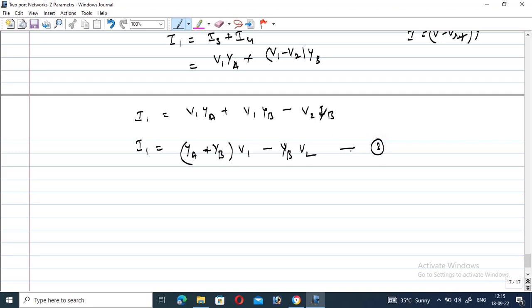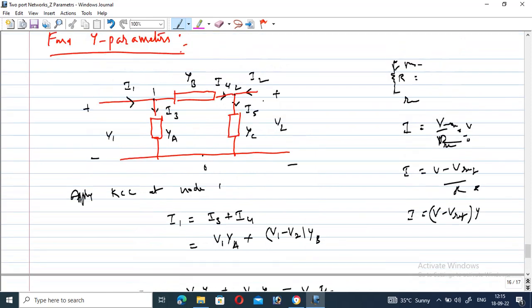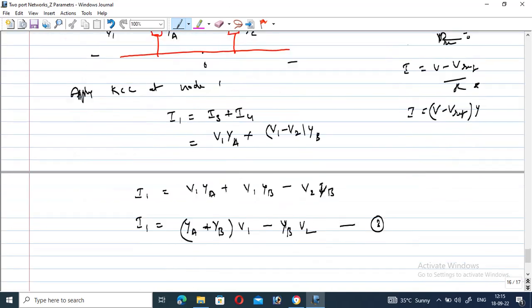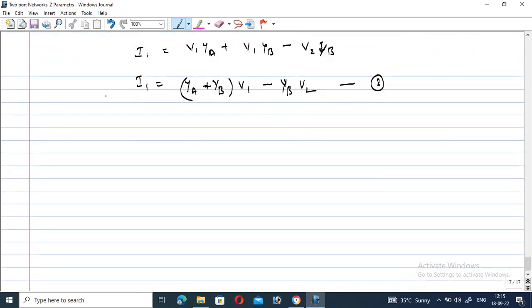Now, for one more equation, we apply the KCL at node 2. I2 and I4 currents are entering into the node, and I5 is leaving from the node. From the basic KCL equation, what are we getting? I2 plus I4 is equal to I5.